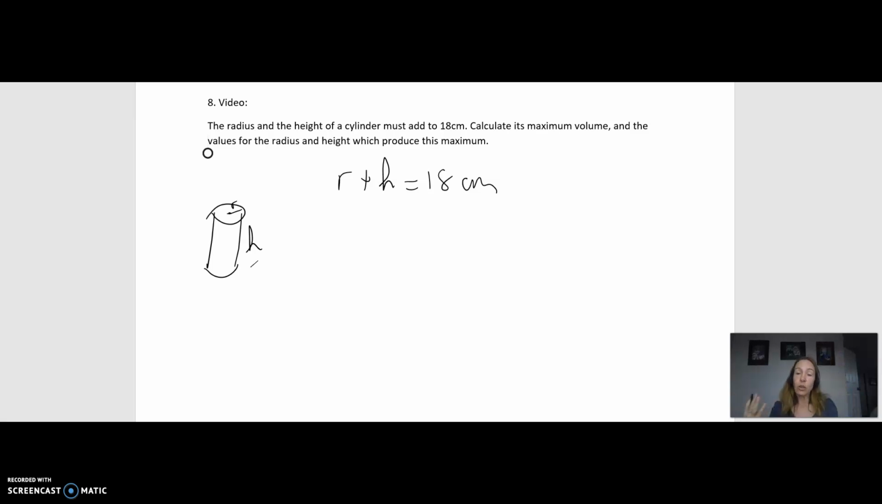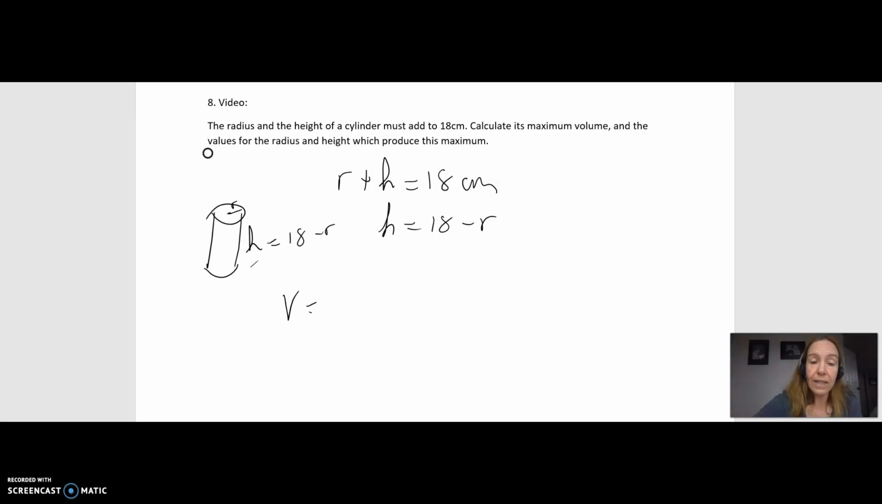Let's write everything in terms of R, because generally as R is getting bigger, the volume is going to be increasing. So H will equal 18 minus R. So I have an R and I have H, which is 18 minus R. This is similar to question 5, but it's being added now into a more complex question. So calculate its maximum volume.